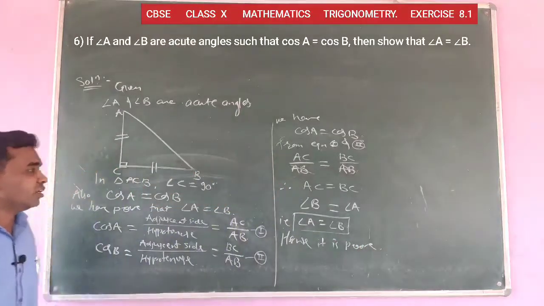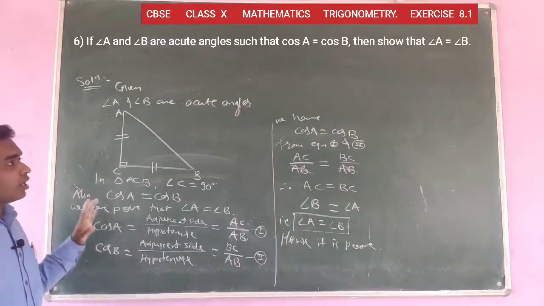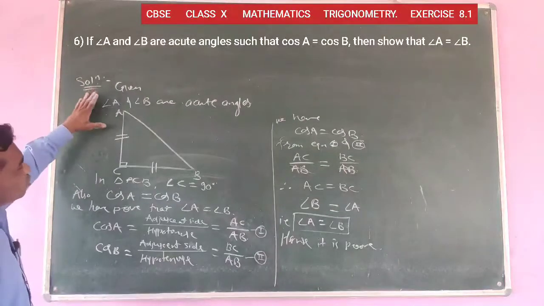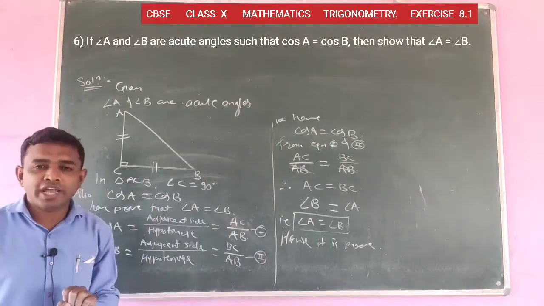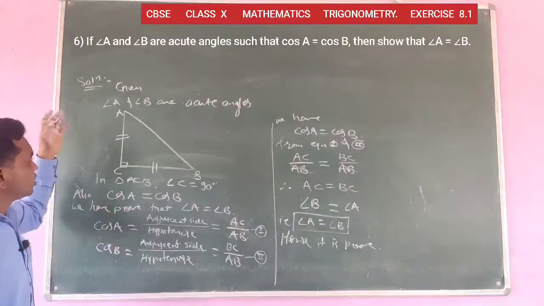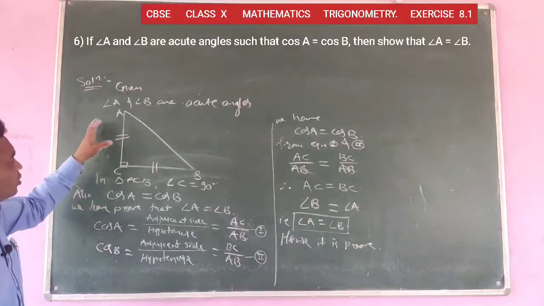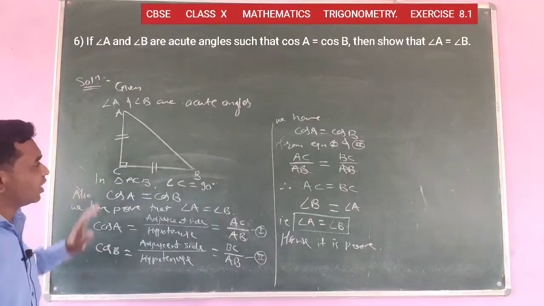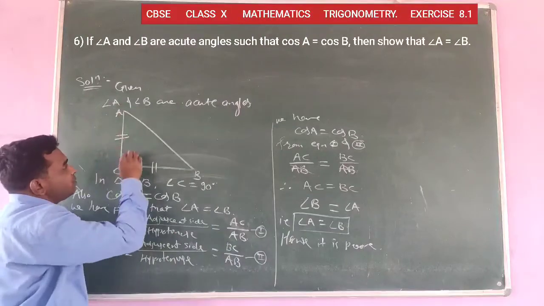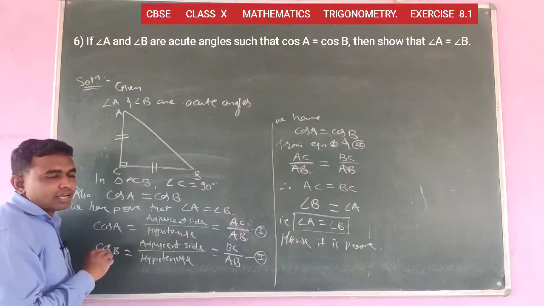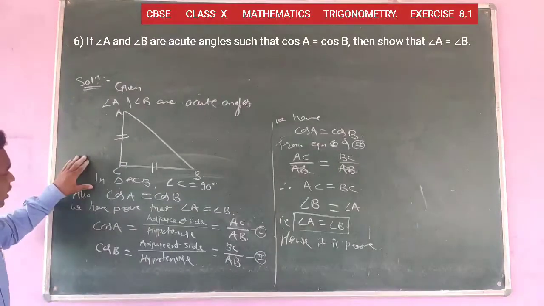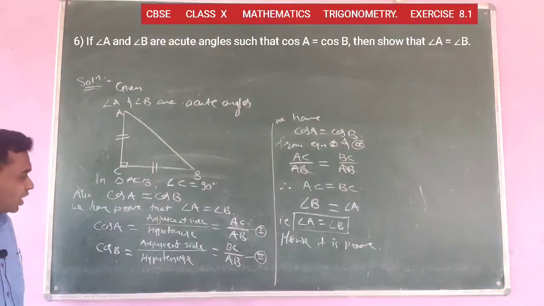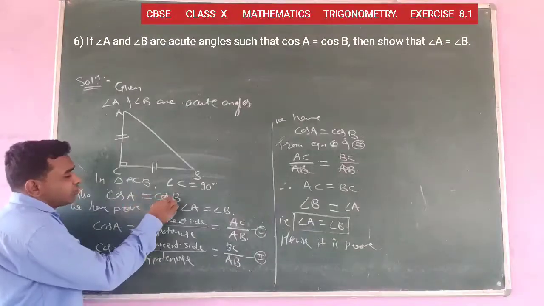Okay, so this is the example. I again repeat this. In question number 6, it is given that angle A and angle B are acute angles. That means this is a question on trigonometric functions. So we consider the right angle triangle ACB, where angle A and angle B are acute angles. Therefore, angle C is automatically 90 degrees. So in triangle ACB, angle C is equal to 90 degrees, and also given is cos A is equal to cos B.